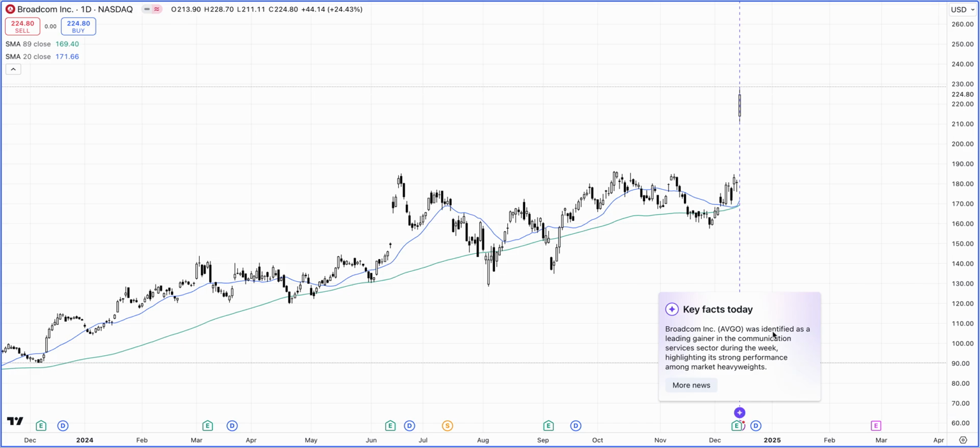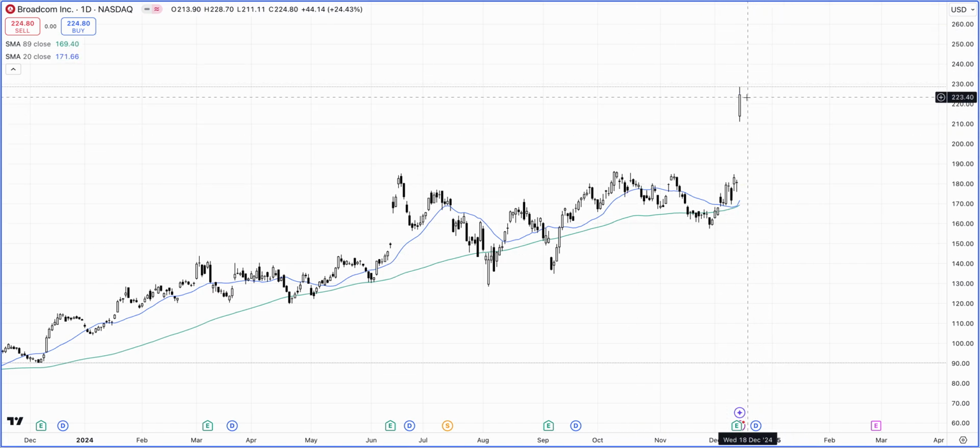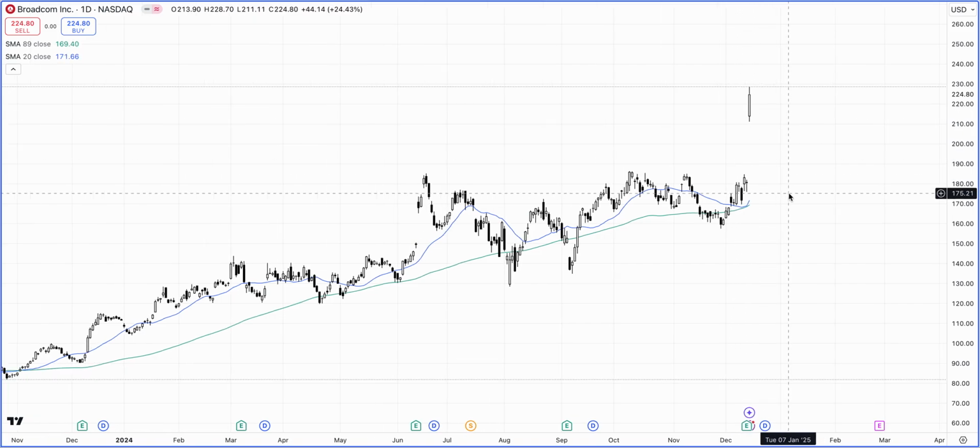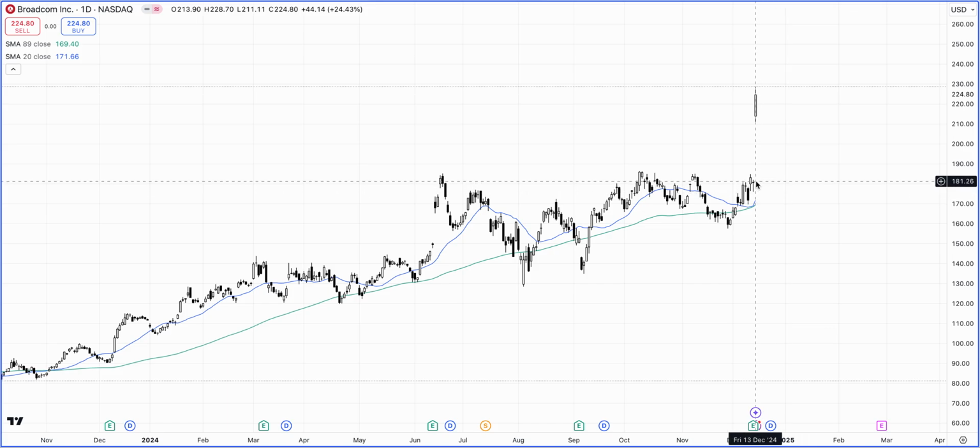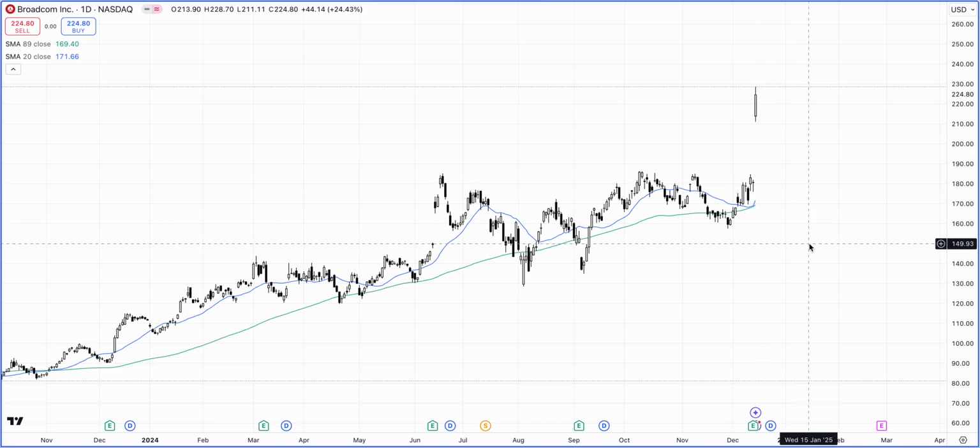So it says Broadcom was identified as a leading gainer in the communication services sector during the week, highlighting its strong performance among market heavyweights. So we'll have to wait and see. It did give back a little bit of the gains, but nothing really significant. And if the market takes out these lows, that's not going to be that good for it. So we'll keep on watching this, but look at this. It's a really strong performance coming out of Broadcom.